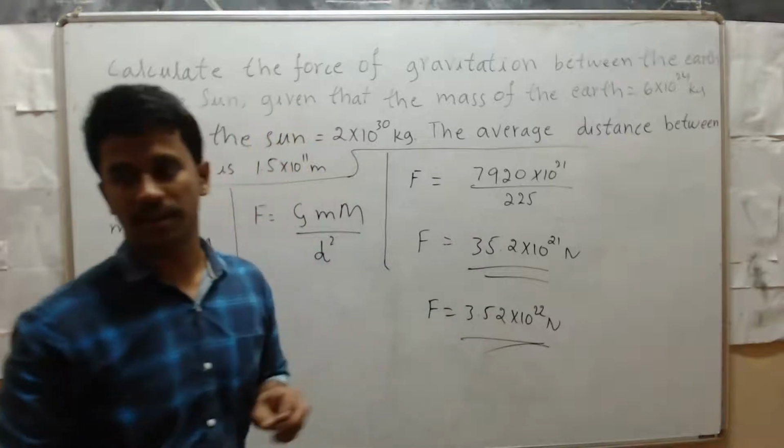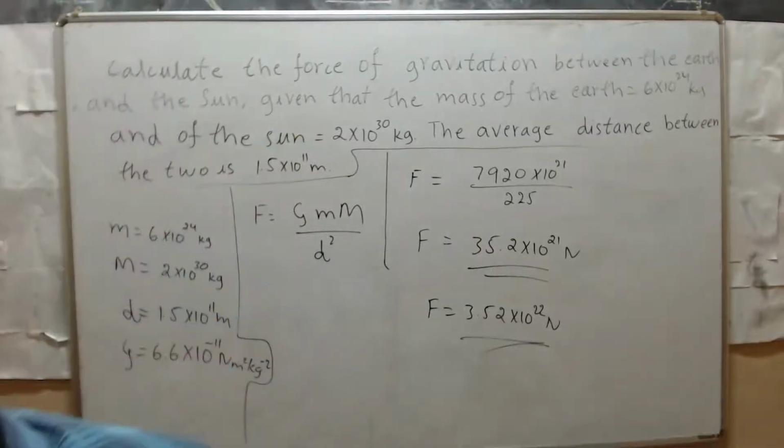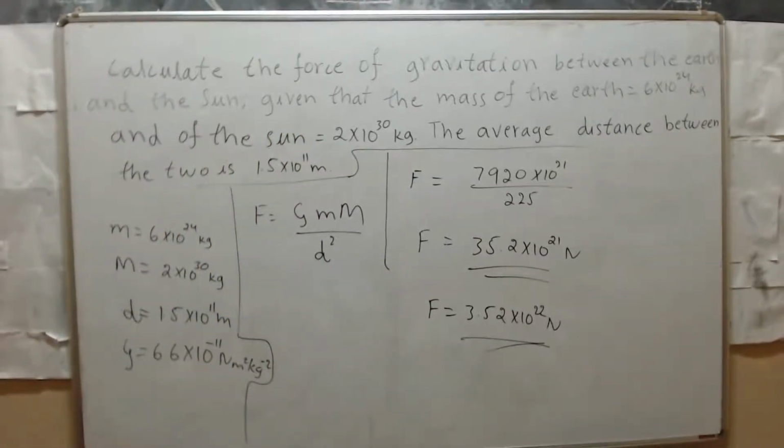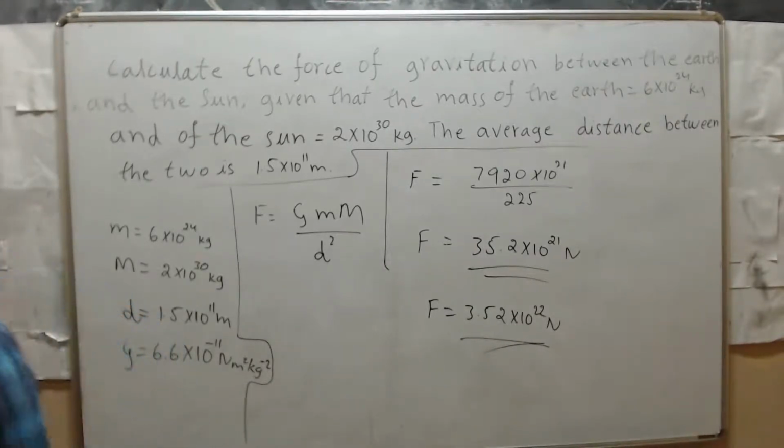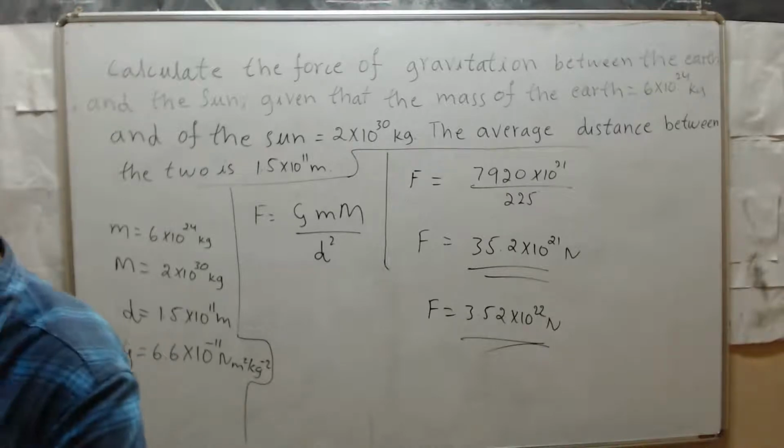Both are correct. Yes, many students said 36 into 10 raised to 22, it's wrong. Okay, 3.6 into 10 raised to the power 22, yes, sorry, that is correct. Hope you understood this one. Next one.